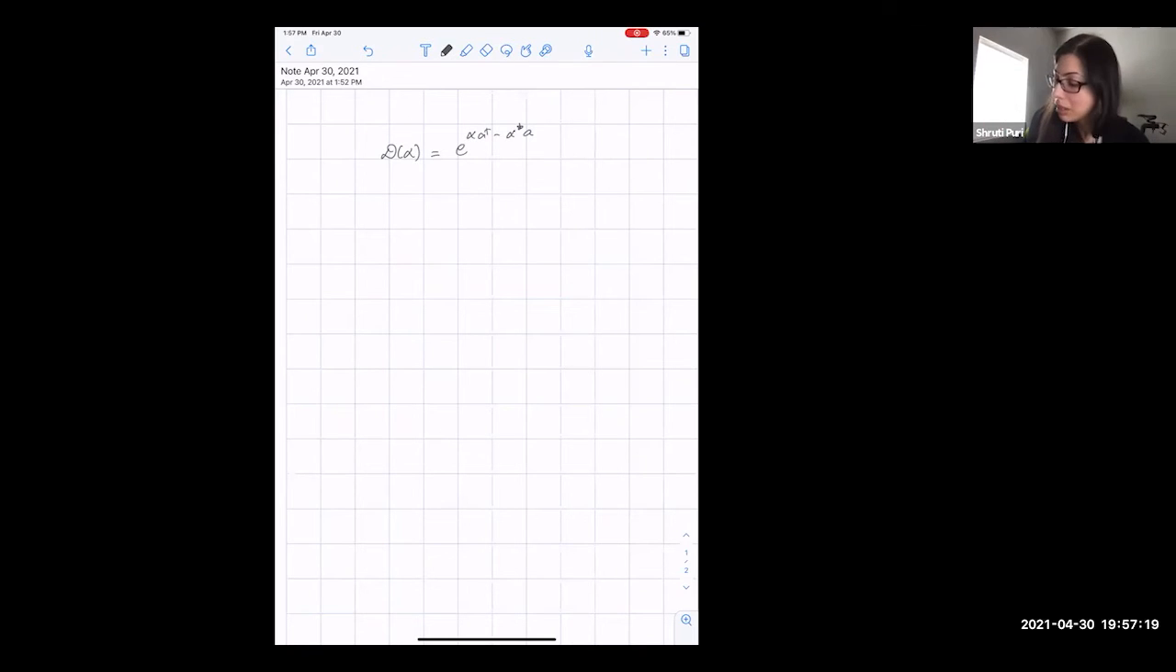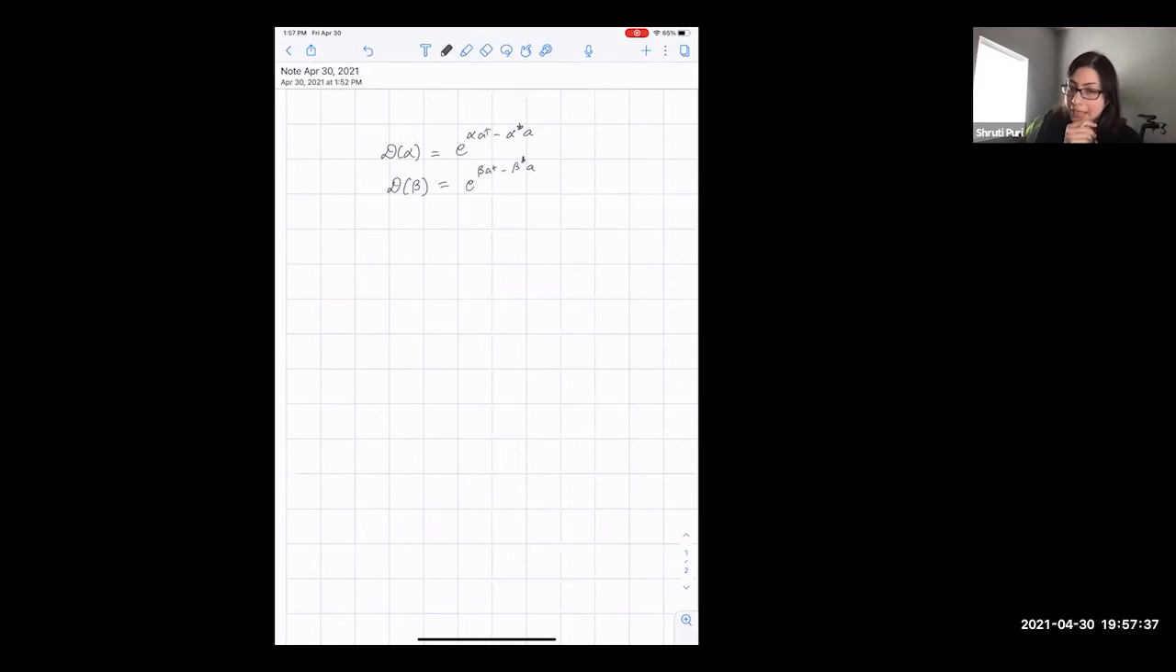So it's a C number, and a and a dagger are just your photon annihilation and creation operators. You can have displacement by some other C number beta, which will just be e to the beta a dagger minus beta star a.